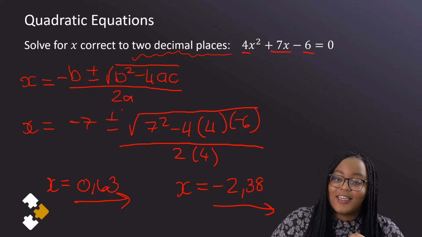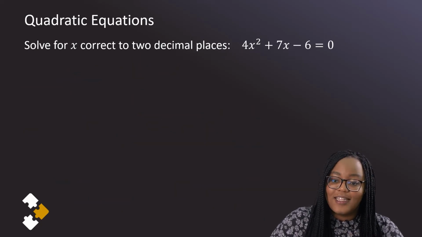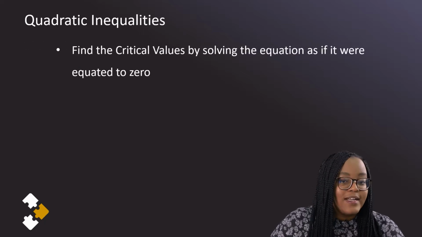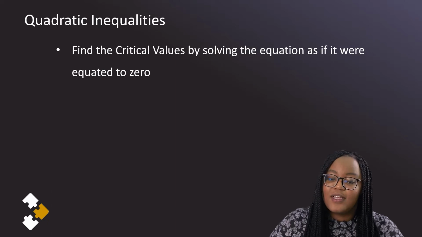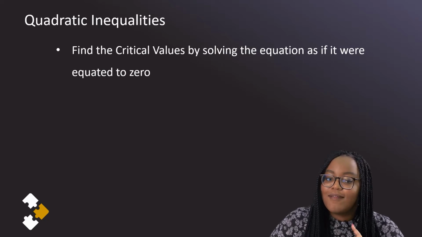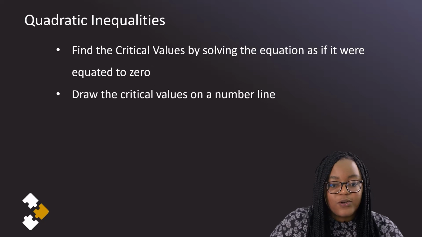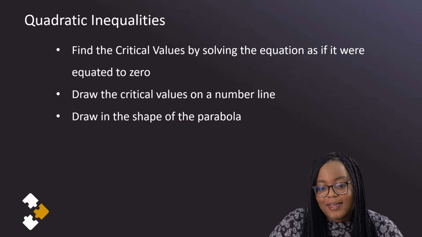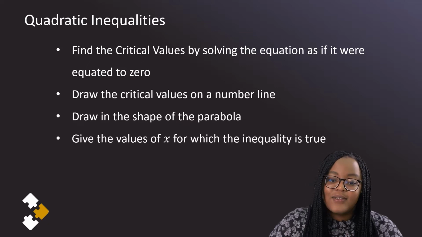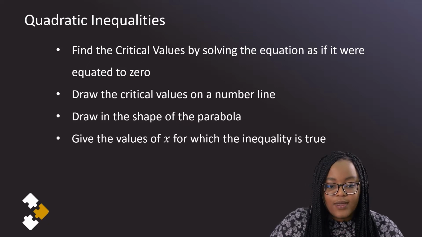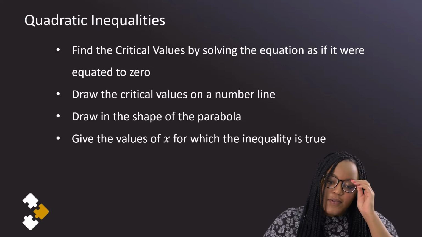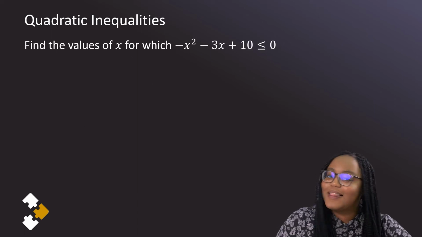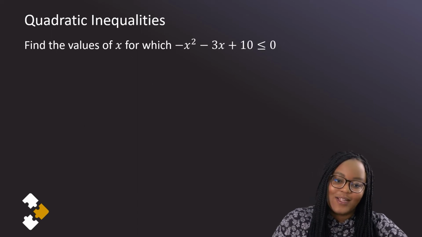Now that we're done with quadratic equations, we can move on to quadratic inequalities. When you have an inequality, you find the critical values by solving the equation as if it were equated to 0. Then your next step is drawing the critical values on a number line, drawing the shape of a parabola, and then giving the values of x for which the inequality is true. This may sound a bit complex and confusing, but don't worry, I'll show you how to do it and it'll be all super easy. Okay, let's look at an example with quadratic inequalities.